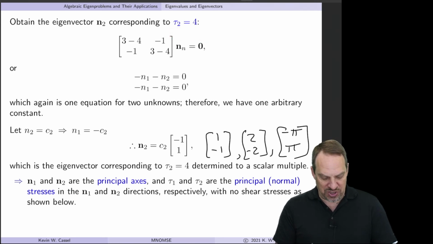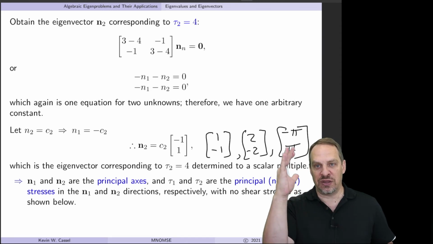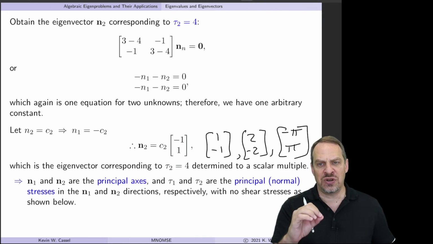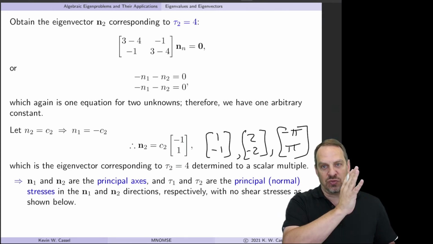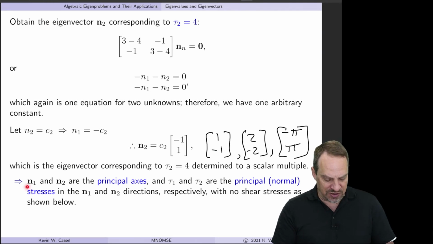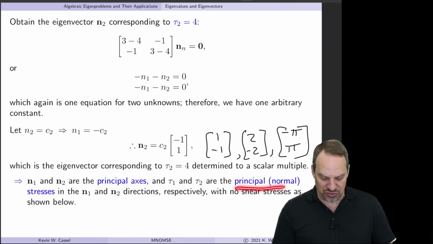Once again, we usually pick one of the easier choices. We like 1, so minus 1, 1, or 1, minus 1. Okay, so now we've completed the math portion. The physical question is: what are the principal stresses and principal axes of our stress tensor? The mathematical answer is, we need to find the eigenvalues and eigenvectors. We've just done that. The eigenvectors are the principal axes. The eigenvalues are the principal stresses, the values of those normal or principal stresses.